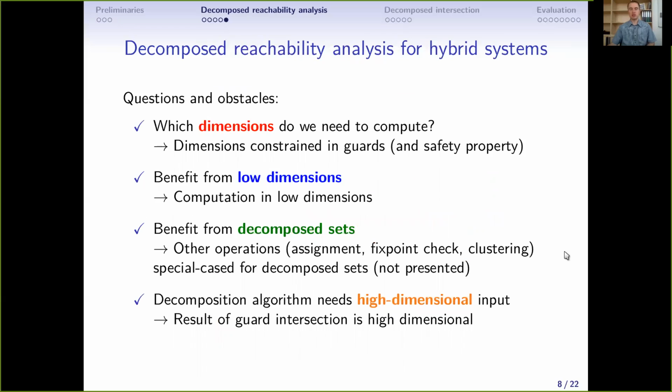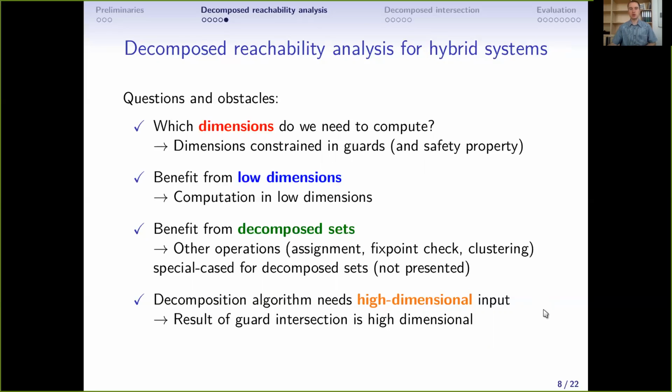Okay, so we actually answered all the questions we had. So which dimensions do we need to compute? Well, we need to compute the flow pipe in those dimensions where the guards are constrained, because that's exactly the information that we need. We benefit from the fact that the flow pipe is low dimensional because we detect this intersection in low dimensions. And we also benefit from the fact that the sets are decomposed because, well, we will see this in the next section, but this is also true for all the other operations that we will do, but I don't have time to talk about this.